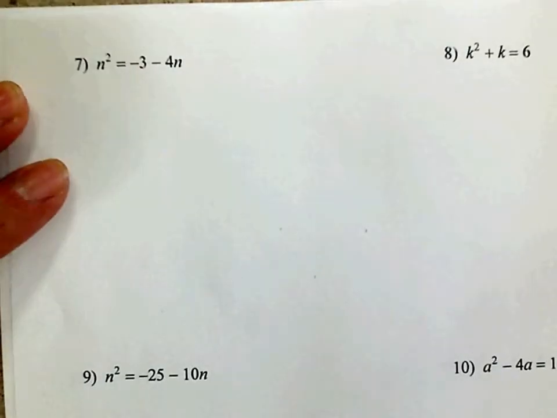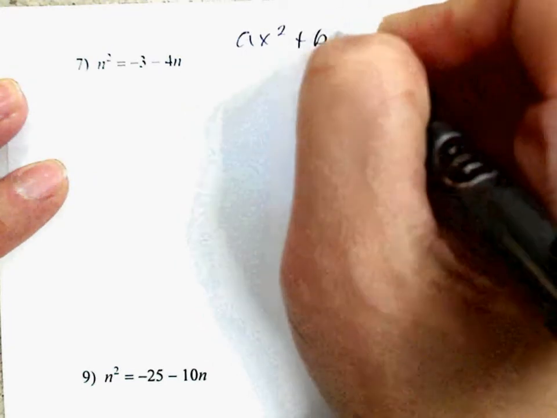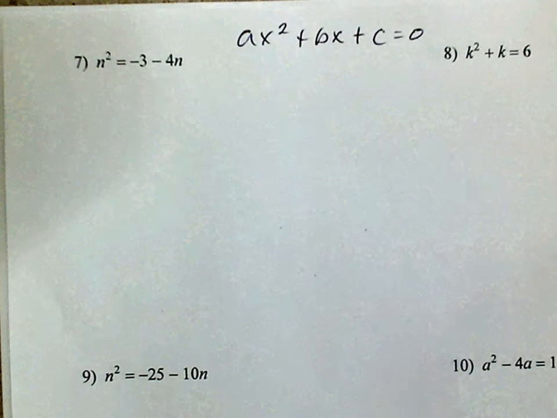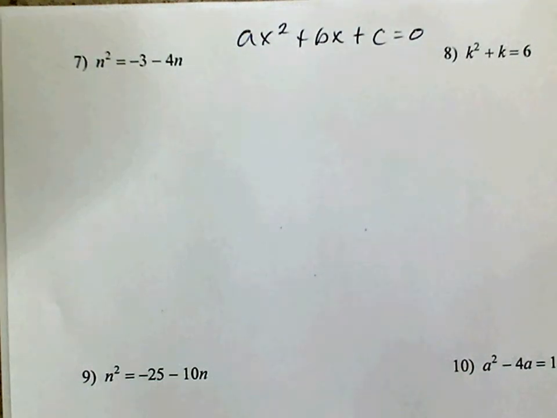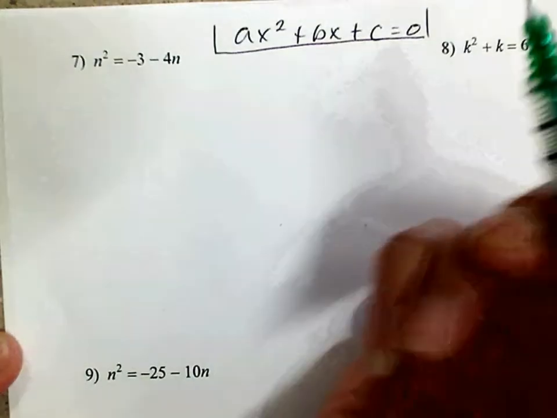So here's number 7. Before you start, make sure you put that in the form of ax squared plus bx plus c is equal to 0. So make sure you always have that format. It's called standard form before you factor. Alright, let's start with number 7.